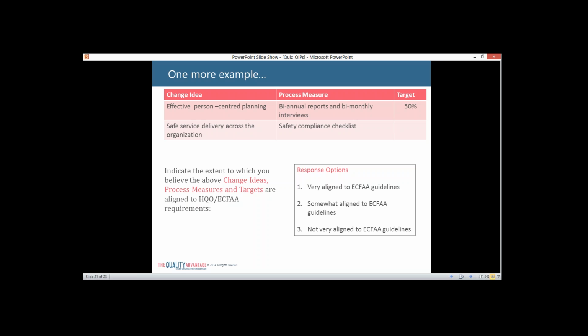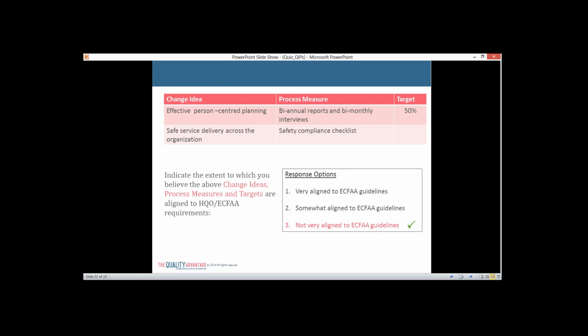One more example. I'll give you a few seconds to look at these and indicate whether you think these are very, somewhat, or not very aligned. So if you chose the third option, not very aligned, you were correct. Let's take a look at why.